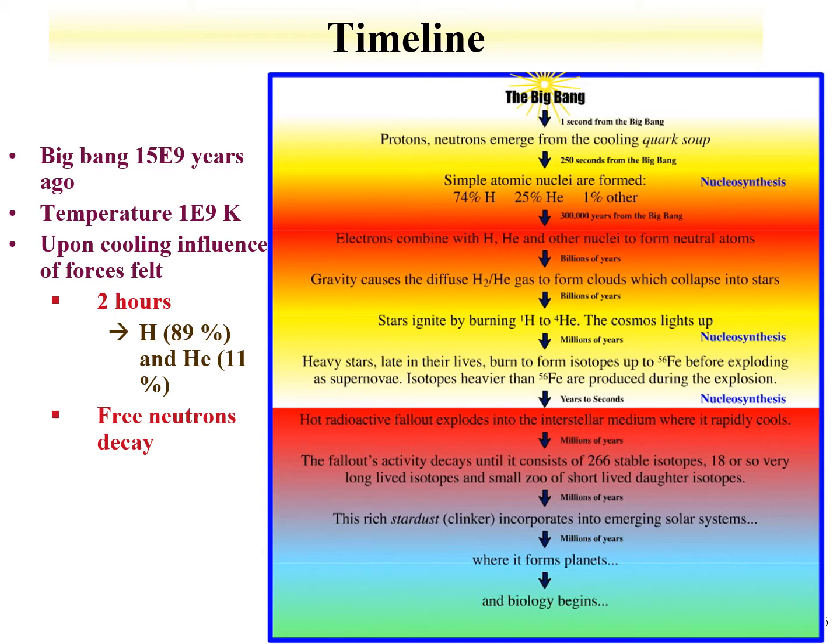The timeline: the Big Bang quickly made protons and helium, and then it took a longer time to get to the distribution of these elements and the formation of elemental distributions here on Earth. The Big Bang was on the order of 10 to the 10th years ago, at very high temperatures. Upon cooling, forces were introduced, and within a couple of hours, helium and hydrogen, primarily hydrogen, were produced, along with free neutrons.